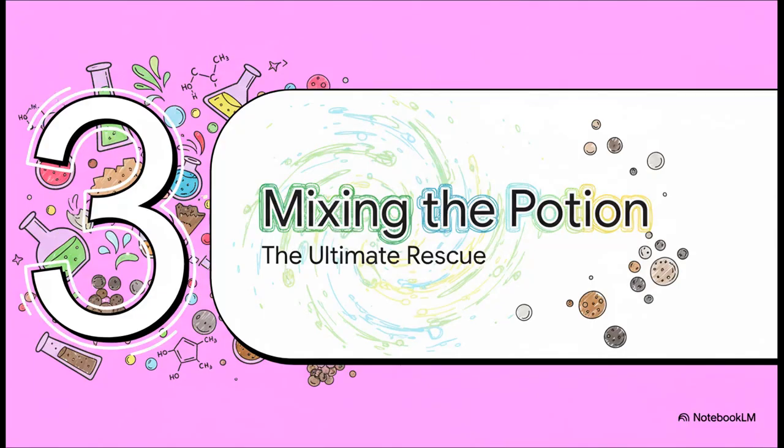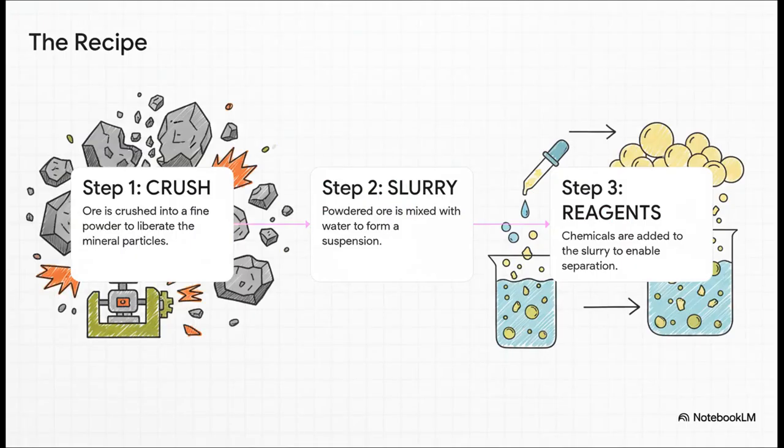Okay, we know the hero, we know the villain, and we know their secret weaknesses. It is time to start mixing the ultimate rescue potion that's going to set our hero free. Let's check out the recipe. First things first, our hero is trapped inside that rock, right? So step one, we have to crush the ore into a super fine powder to literally break down the prison walls. Step two, we mix that powder with water and create this murky soup called a slurry. And now for the really fun part, step three, we add the magic ingredients.